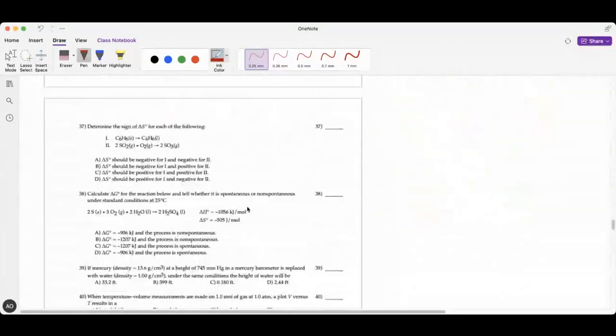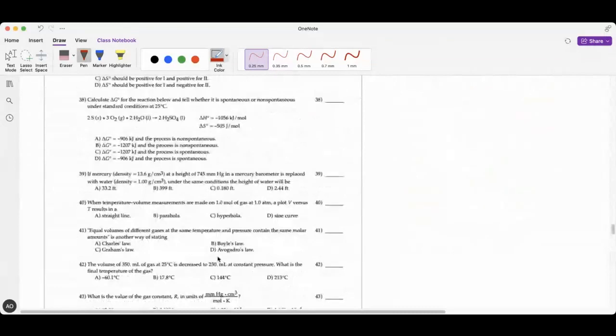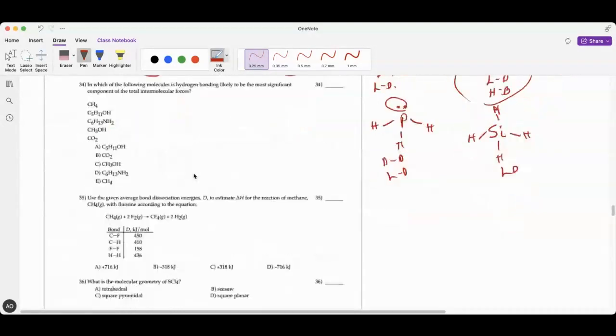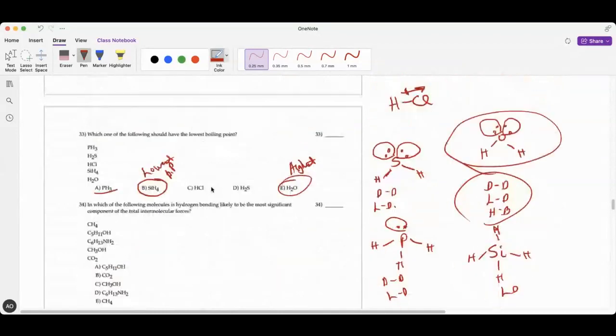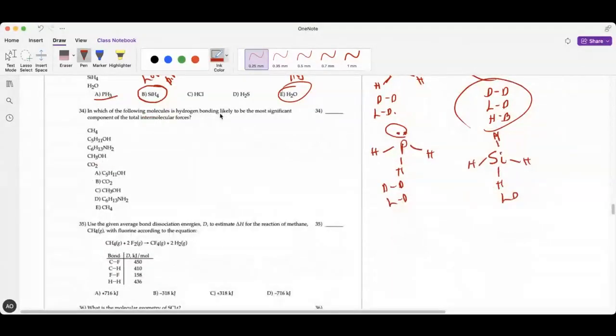Number 34, how many more do we have to go? Oh my gosh, okay. Where are we going? Number 34. Which of the following molecules is hydrogen bonding likely to be the most significant component of the total intermolecular forces? So we have this, this, this, this, and this. So I'll tell you right now, the only molecules that have hydrogen bonding are this one and this one.